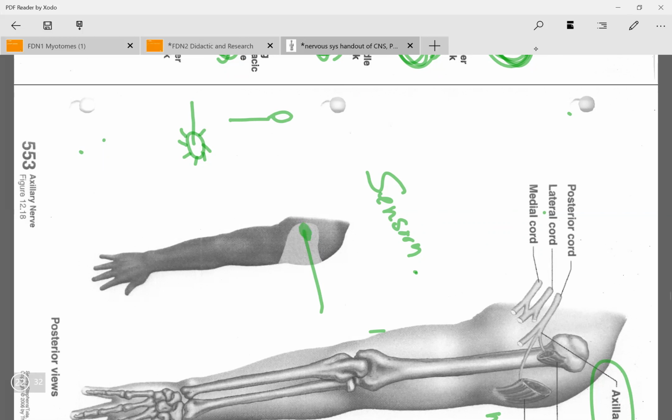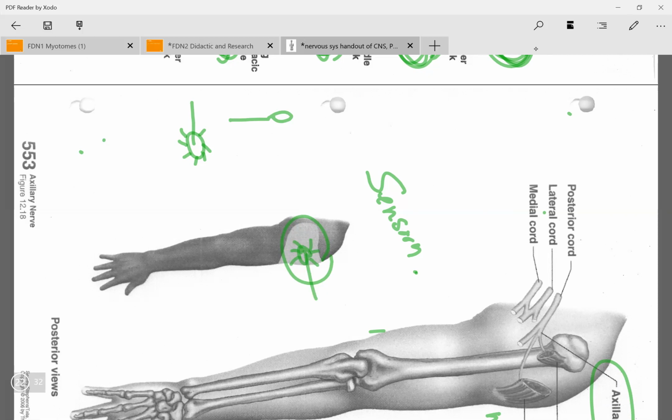Okay, that was the Q-tip. Then you do it with the pinwheel. Okay, the one with the spikes. Does this feel the same as this? And you take the pinwheel and you touch both areas, that specific area on both sides. Why that specific area? Because you're testing C5 axillary nerve, sensory.